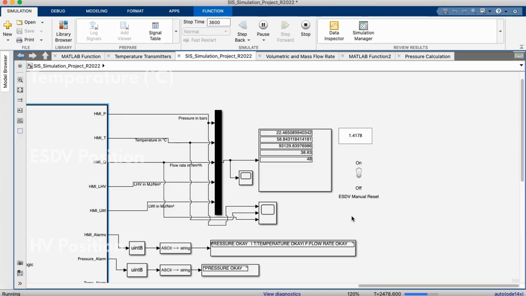This type of modeling allows safety behavior to be validated early in the design phase, reducing risk and improving confidence before deployment in a real-world environment.